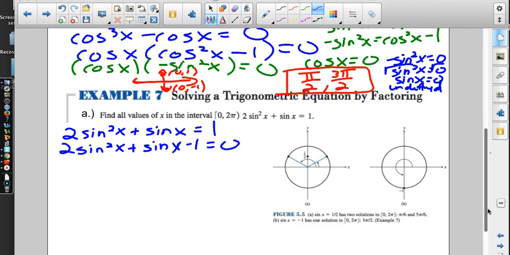Well, if it's a quadratic in algebra, we factor. I don't suppose that's factorable, is it? Let's try it this way. Let's pretend for a second that the sine of x equals y. Let's take out the sine of x so we're a little more comfortable with it. Is 2y squared plus y minus 1, is that factorable?